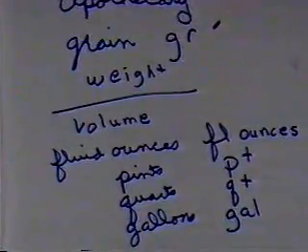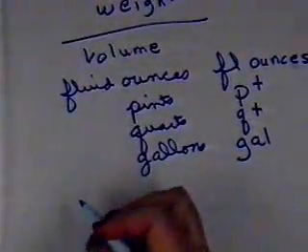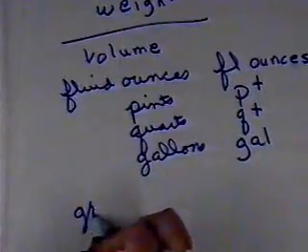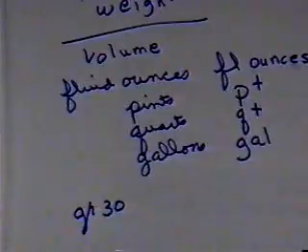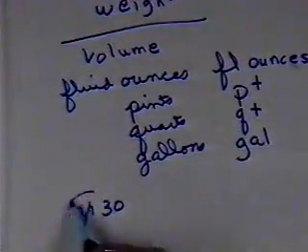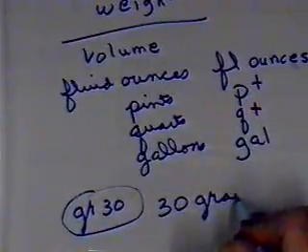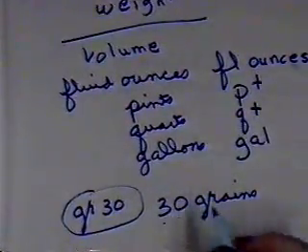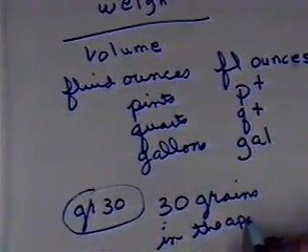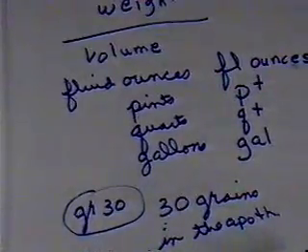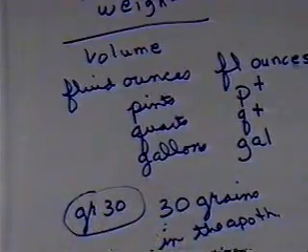Now, one thing that's kind of different about the apothecary system, in the apothecary system, we always put the label first and then the number. So if I wanted to write down 30 grains, it's always grains 30. If they say, how do you write 30 grains in the apothecary system? You would have to write grains 30.